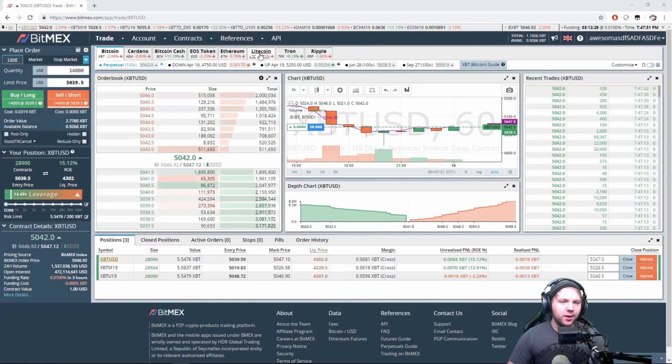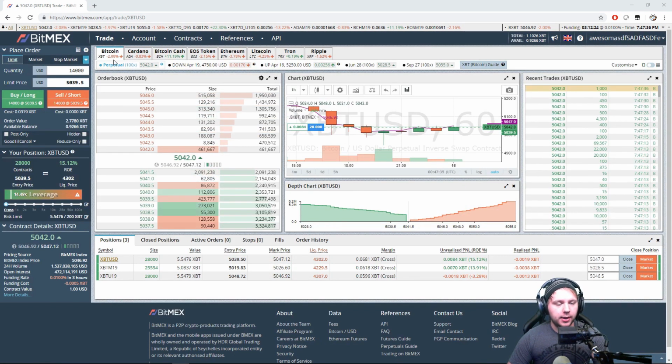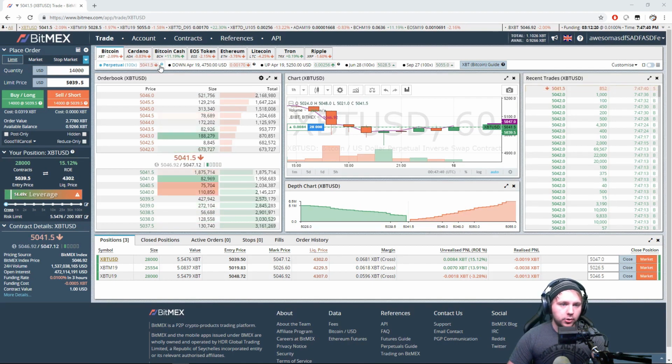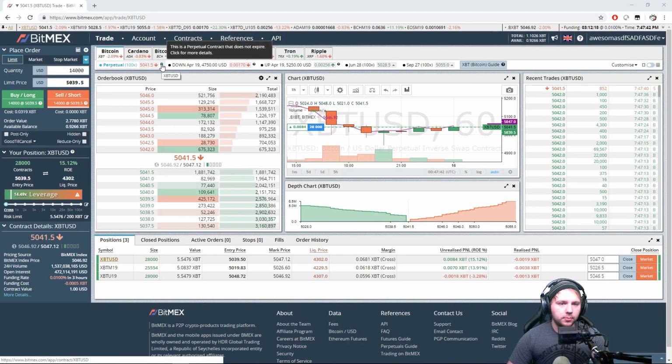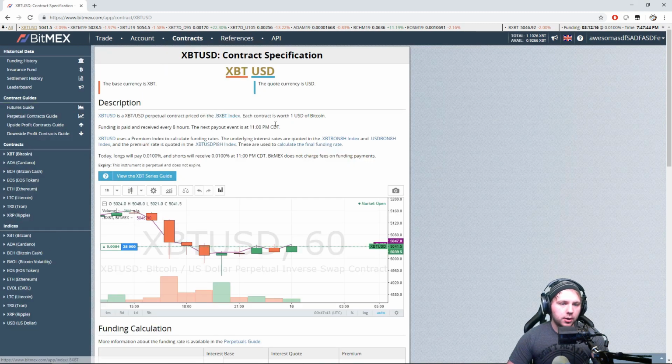And now here we are, greeted by the Bitmex interface. As you can see, I'm currently in the Bitcoin section under the perpetual contracts. If we click the little question mark here, a perpetual contract is essentially a contract that does not expire, and each contract is worth 1 USD of Bitcoin. Now, there are also funding payments that are sent out, so basically longs pay shorts.